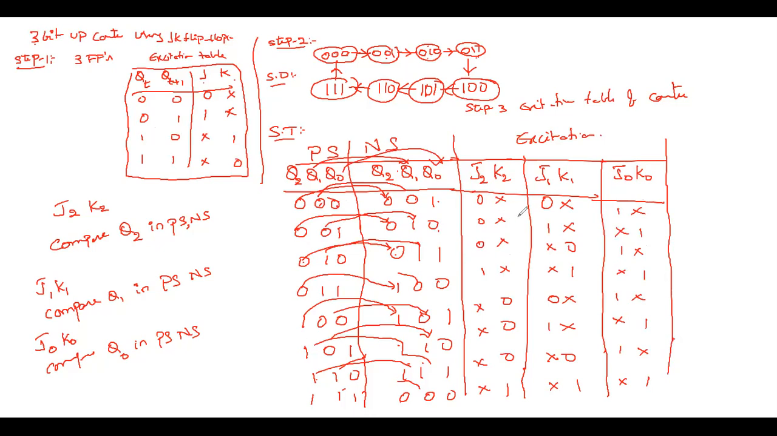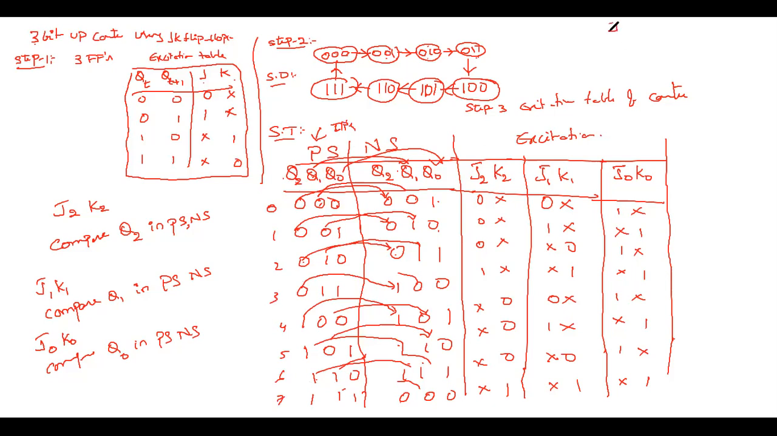Now you have to write the expression. Here we have to consider present states as inputs. So Q0, Q1, Q2 are inputs. I am taking indexes 0, 1, 2, 3, 4, 5, 6, 7, so it is 3-bit notation. Now write the expressions.